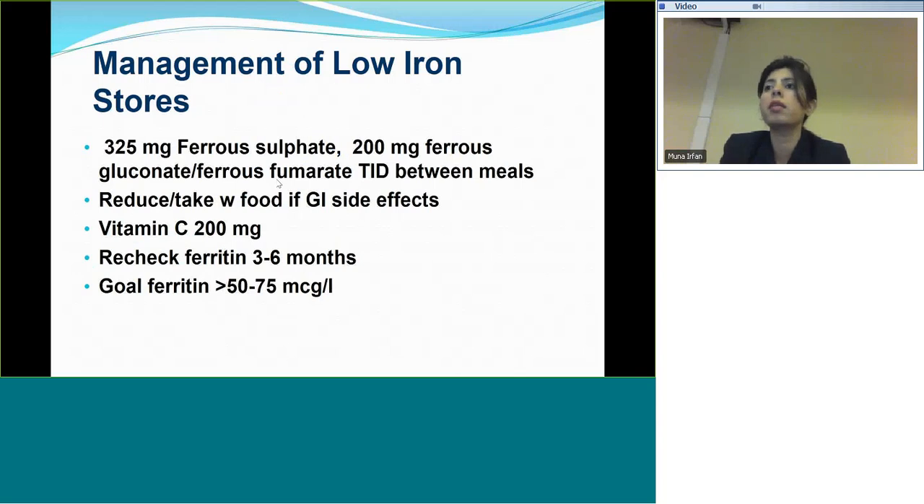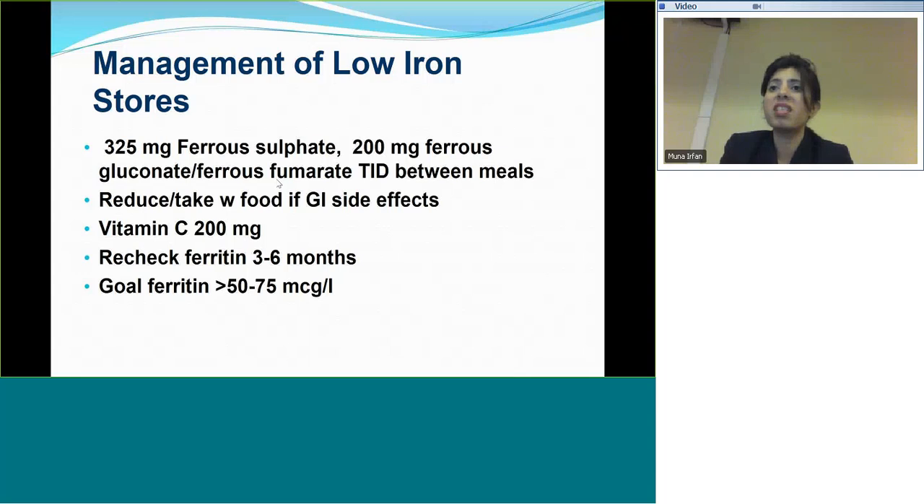The reason for between meals is that if we take it with meals, it can decrease the absorption. So that's important to remind the patients, because it is typically not taken that way. If they have some GI side effects, which is the main side effect of ferrous sulfate, or sometimes even the other formulations, but more so with ferrous sulfate, then we can either reduce the dose or allow them to take it with food.